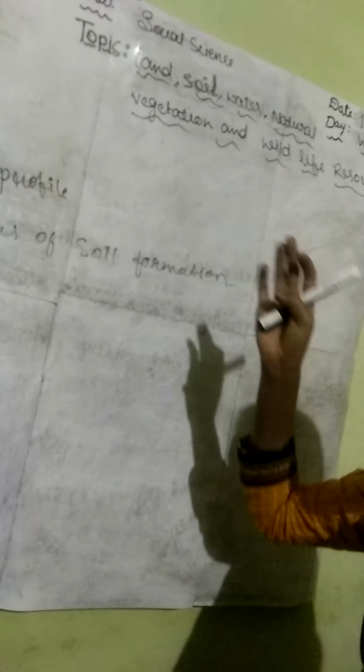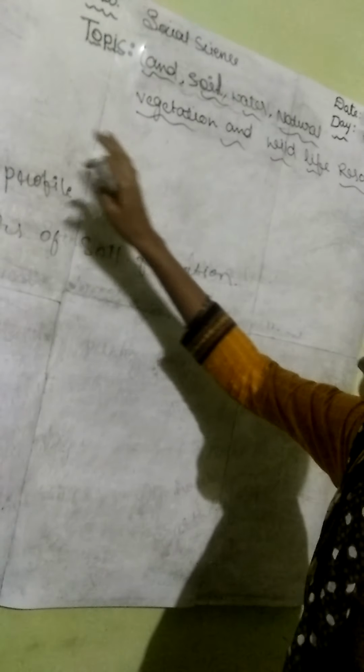In the last class we already learnt about the natural resources: land, soil, water, natural vegetation and wildlife resources. In that we already learnt about land. In today's class we are going to study another natural resource, that is soil. Soil is closely related to land.